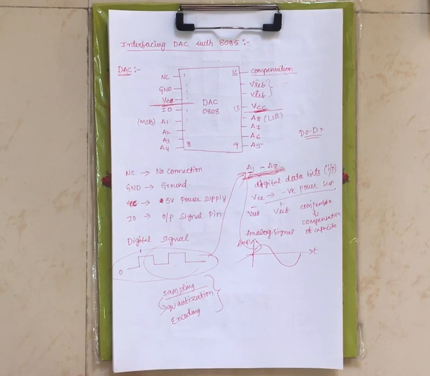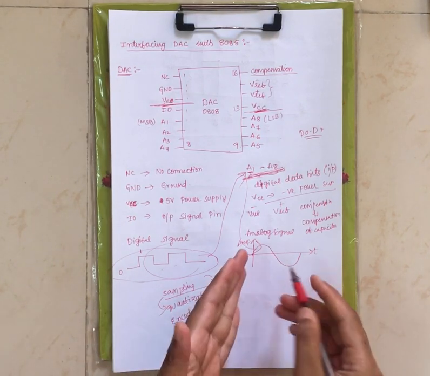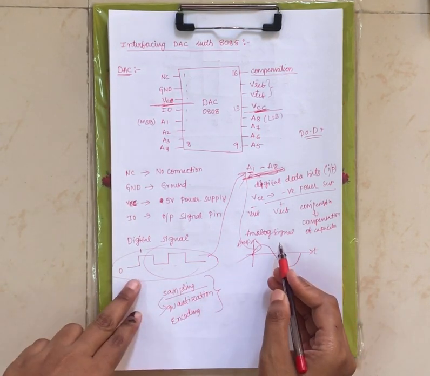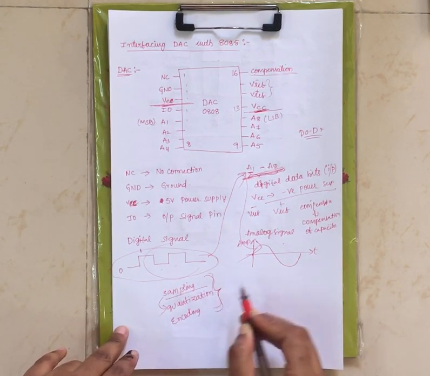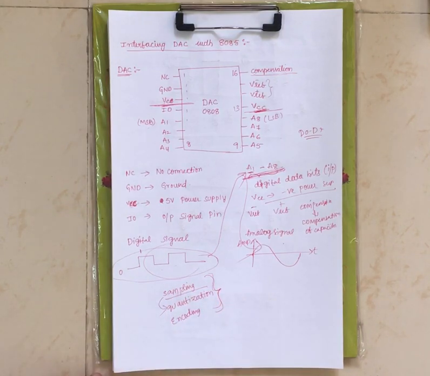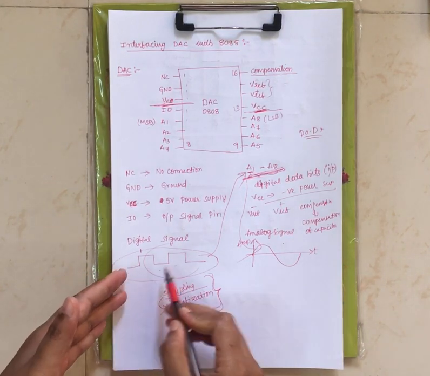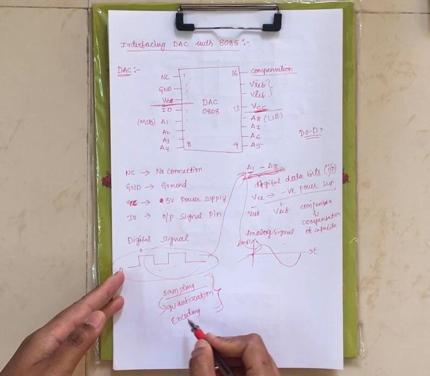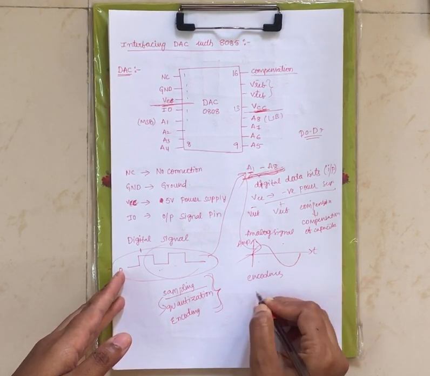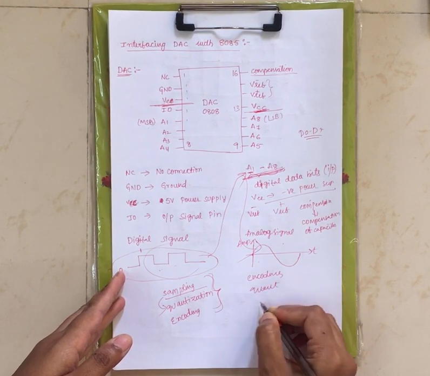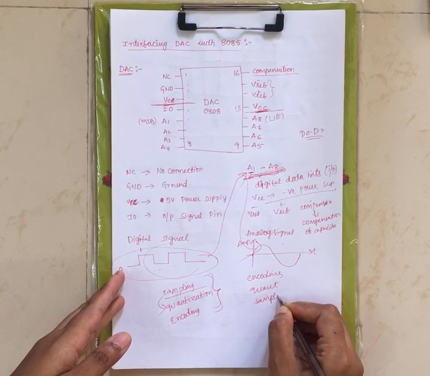First one is sampling. These are the 3 steps that are involved in conversion of analog signal to digital signal. Now D to A is nothing but the reverse: first it will follow encoding, next quantization, and next sampling.